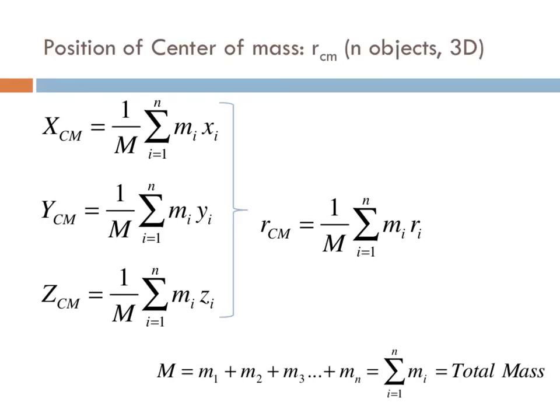Now, the previous example was for only one dimension, in the x to be specific. If you have several objects and they do not lie on one axis, then you have to treat the center of mass in the x, y, and z direction separately. Once you have all three directions, all three center of masses, then you can combine them to find a vector center of mass.